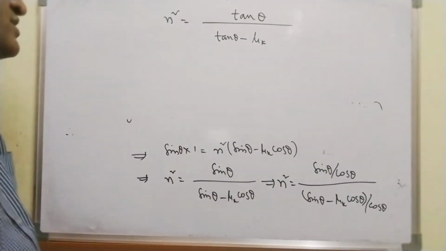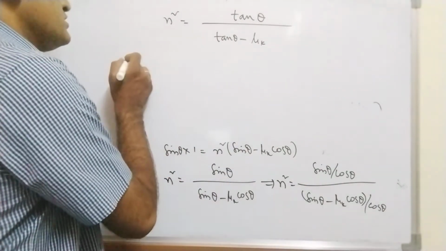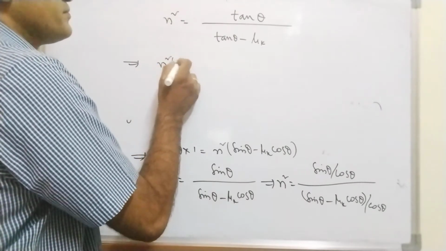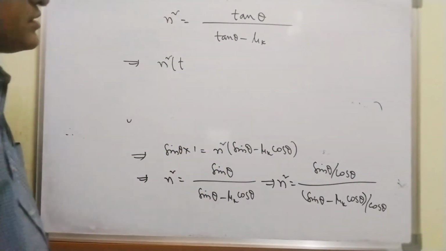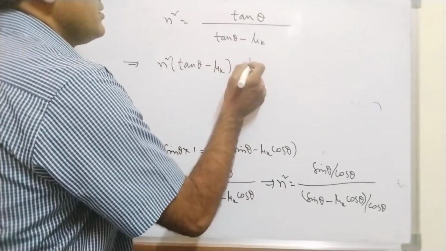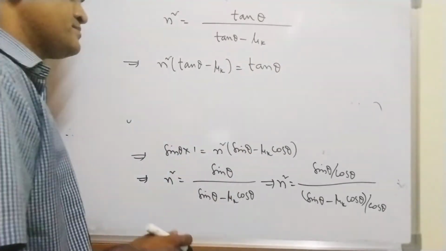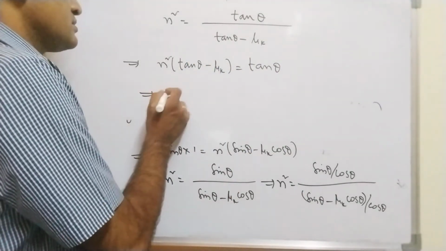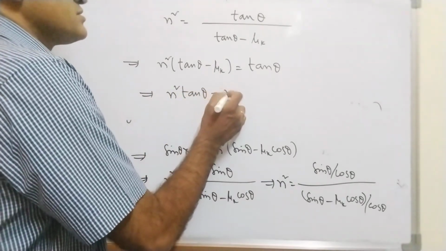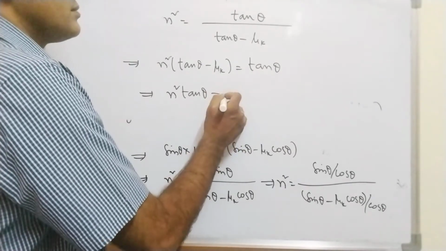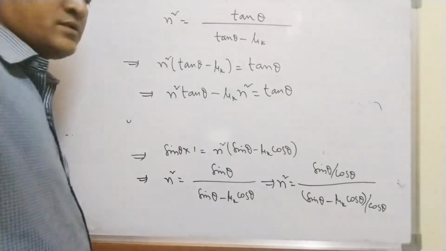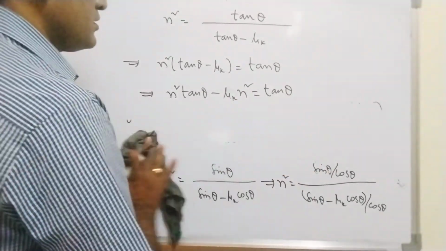On further simplification, cross multiplication: n square into tan theta minus mu k is equal to tan theta. Rearrange the terms. N square into tan theta minus mu k n square is equal to tan theta. Right? Fine.